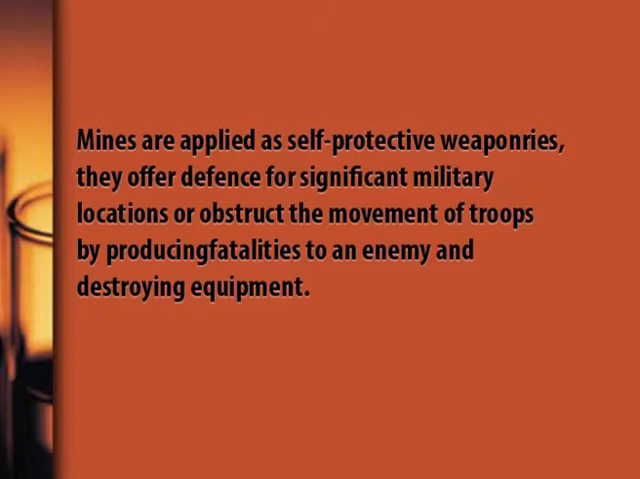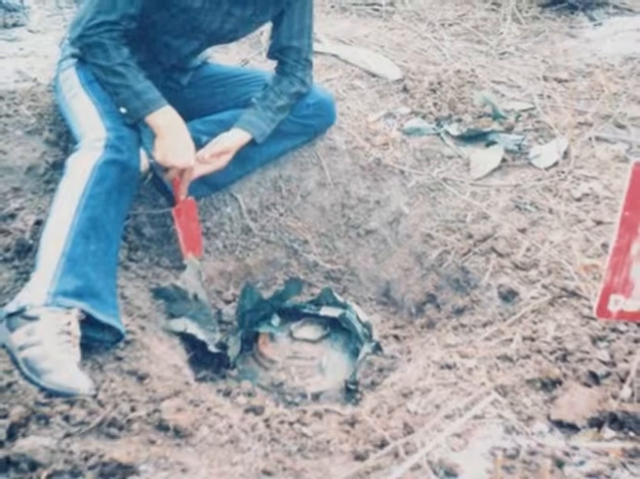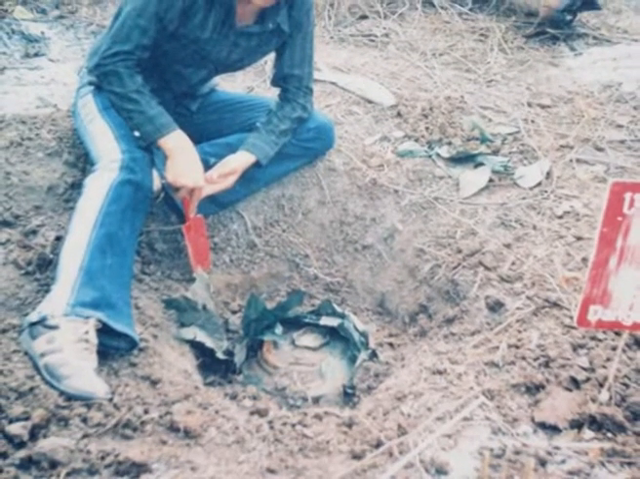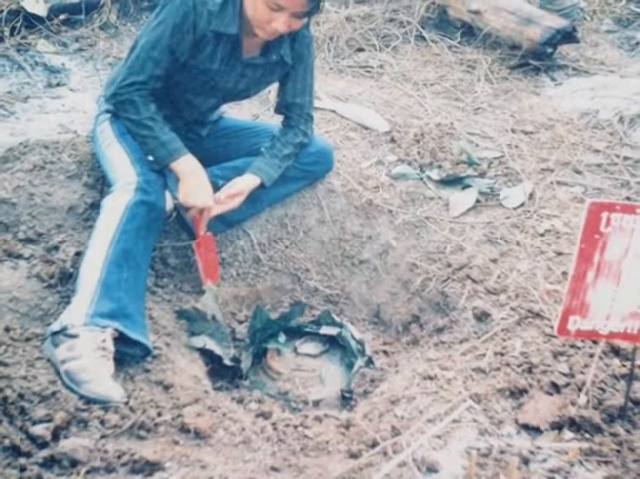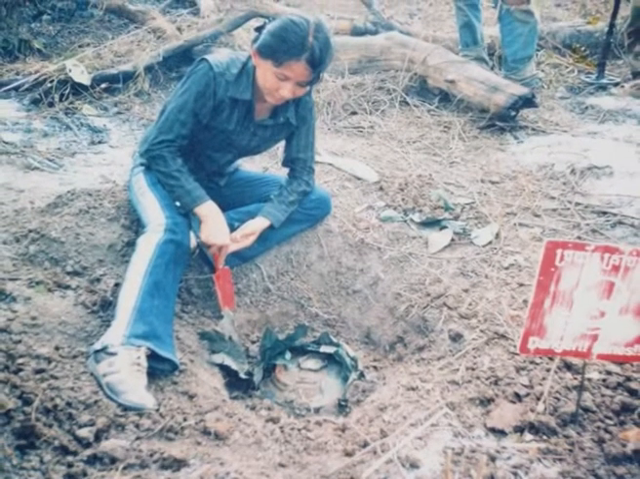They offer defense for significant military locations or obstruct the movement of troops by causing fatalities to an enemy and destroying equipment. They are also used offensively, specifically in wars, where they are used to destroy or damage infrastructure and cause terror. Landmines are nearly always concealed and disguised to match their backgrounds, making them rarely noticed and difficult to trace. They are generally concealed or hidden in grass or buildings, fixed on stairs or to trees.